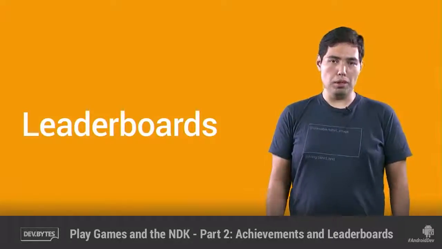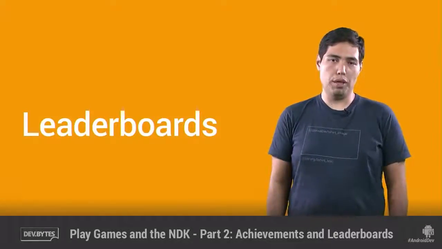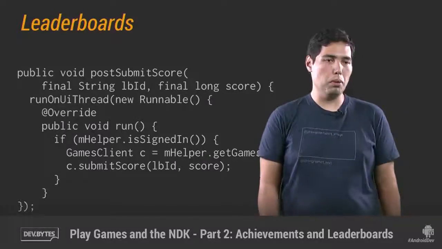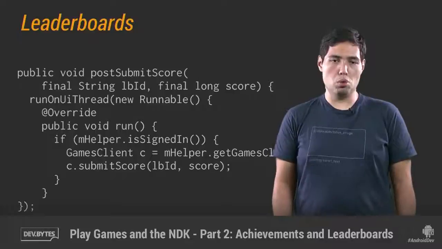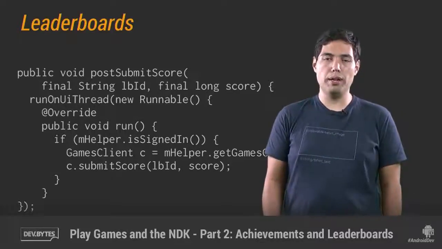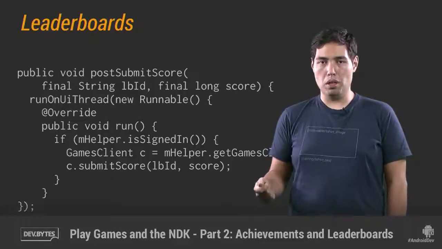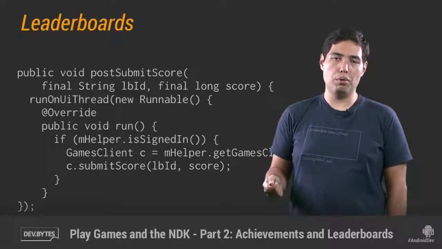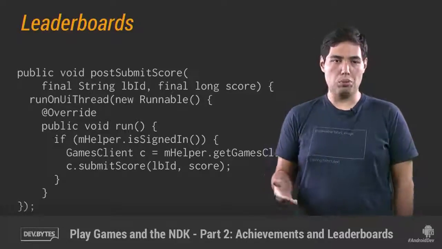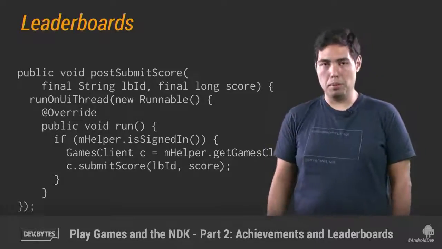Now let's talk about leaderboards. When you have leaderboards, it's pretty much the same as achievements because the method calls are pretty similar. You have the post submit score, which is made in the same way as post unlock achievement. It's just run on UI thread, and inside of that we're posting to the UI thread, and then on the UI thread we're calling games client submit score. That's what's actually submitting the score.